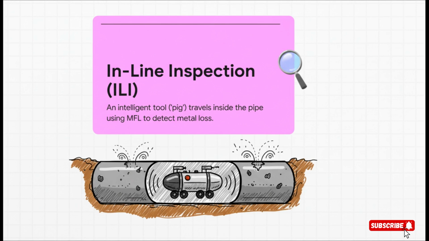One of the most common technologies it uses is called magnetic flux leakage, or MFL. The pig creates this super powerful magnetic field inside the pipe wall. If there's any metal missing, whether from corrosion on the inside or the outside, it causes that magnetic field to leak out. The pig has sensors that detect that leak, and it can tell us not just where the damage is, but also how big it is.